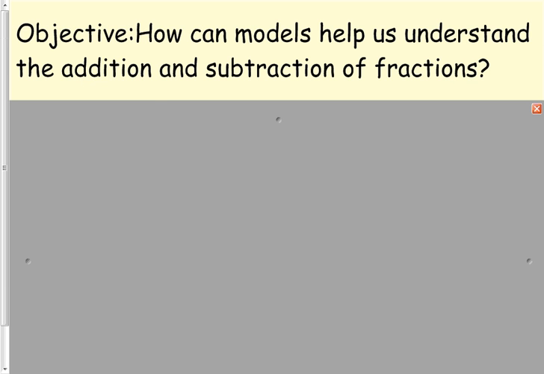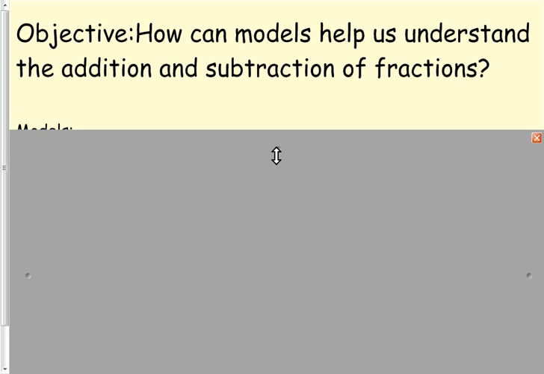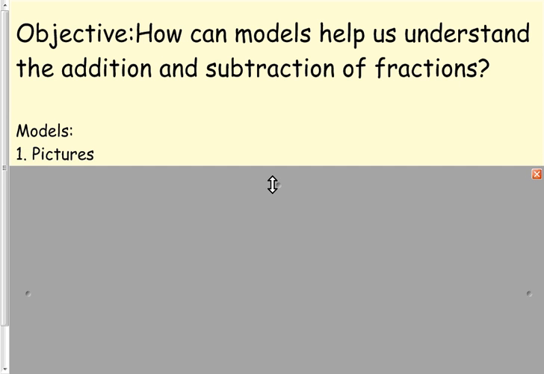Hi friends, today we're going to be looking at how models can help us understand the addition and subtraction of fractions. And today we looked at one model of what we can do in order to understand how to add and subtract fractions. And we looked at pictures. We drew pictures and we looked at what those pictures represented in order to add and subtract.